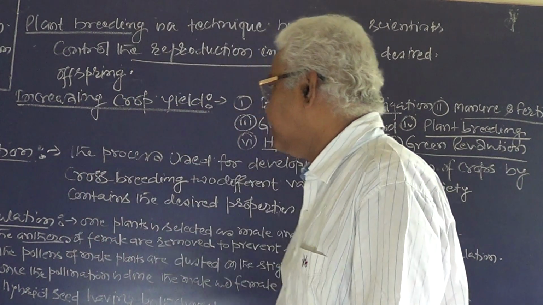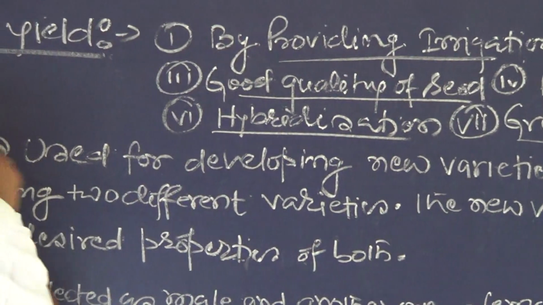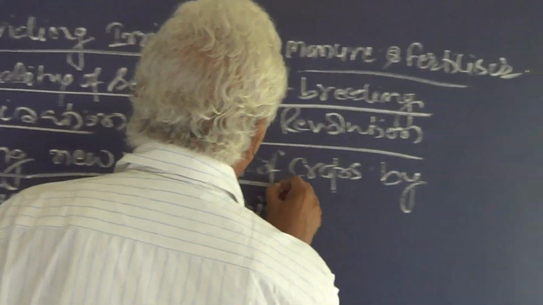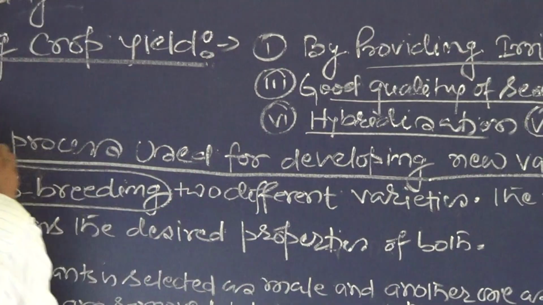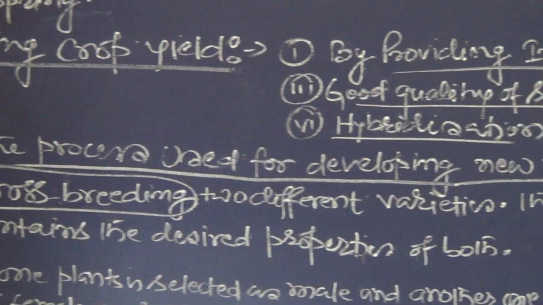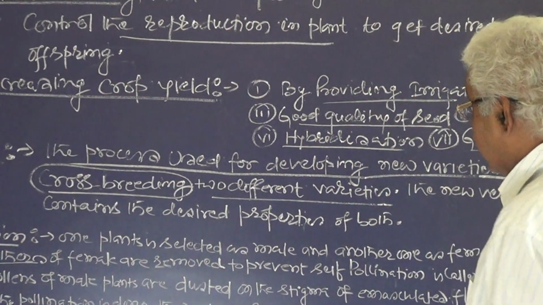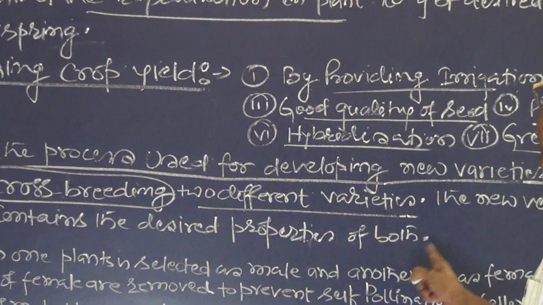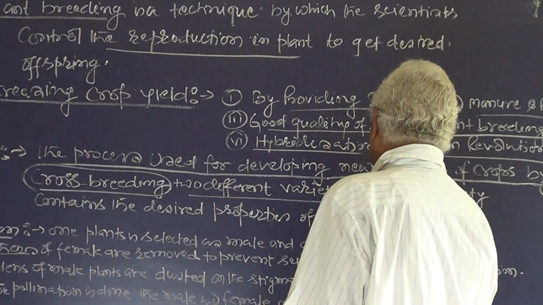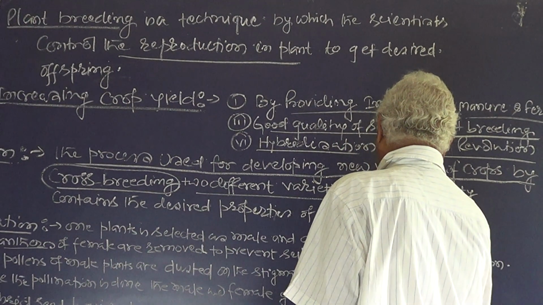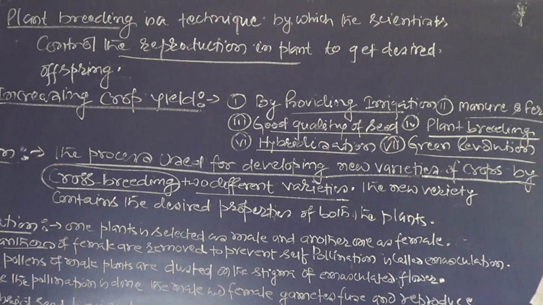Now think of how it is done. The process used for developing new varieties of crops is crossbreeding. The term is crossbreeding: by crossbreeding two different varieties. We have discussed two different varieties of plants. The new variety contains the desired properties of both the plants.